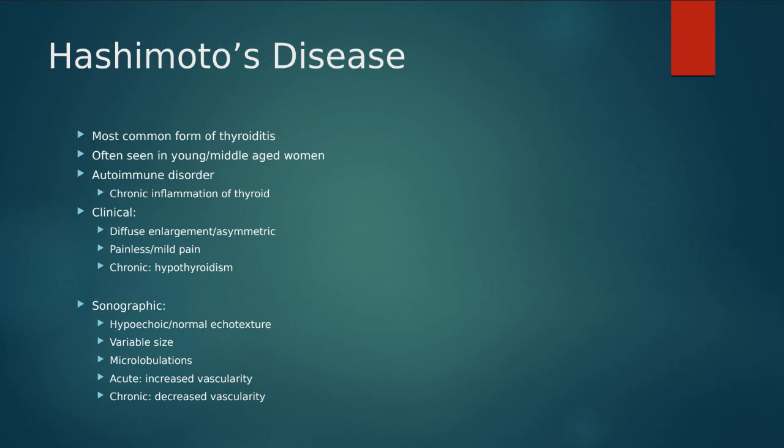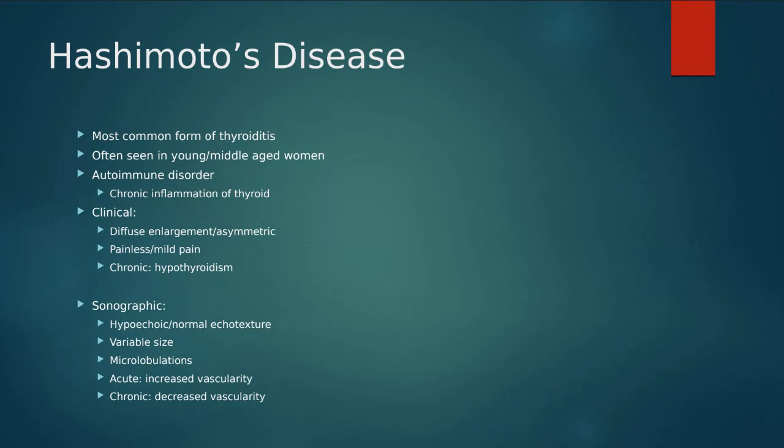Clinically, we are going to see enlargement or a goiter. We could see it either on both sides, like the whole thyroid, that would be our goiter, or we could have just a focal or an asymmetric region of enlargement. We are mainly going to see painless Hashimoto's or slightly mild tenderness of the neck. And chronically, it's going to result in hypothyroidism, of course, as we said with other forms of thyroiditis.